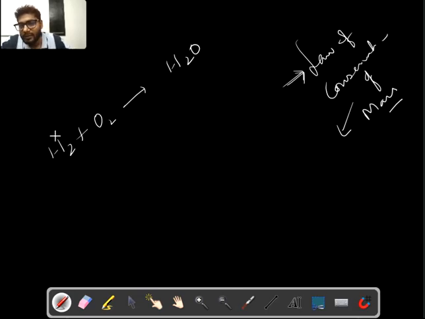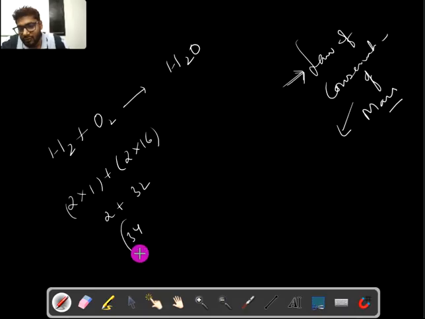Suppose, for example, we all know that this reaction is unbalanced, but how can we check it? We can check it like this. We know that the atomic mass of hydrogen is 1. So there are 2 atoms of hydrogen, so 2 into 1, plus 2 atoms of oxygen, and the mass of 1 oxygen is about 16. So here you get 2 plus 32. This is 34, right?